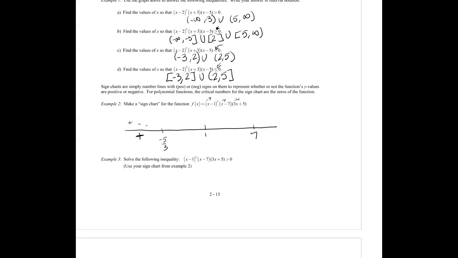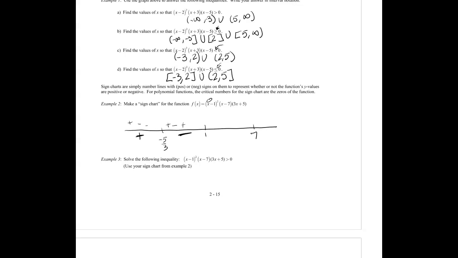Alright, again, I'm going to plug in a number in between -5/3 and 1. The easiest number is probably 0. So plugging in 0 into here, I would get 0 minus 1, quantity squared, which would be a positive overall. 0 minus 7 will give me a negative overall. And then 0 plus 5 will give me a positive overall. So this whole piece in general is going to be negative.